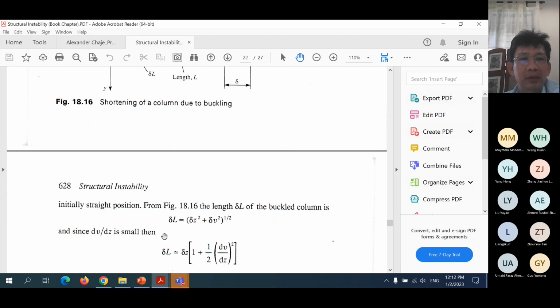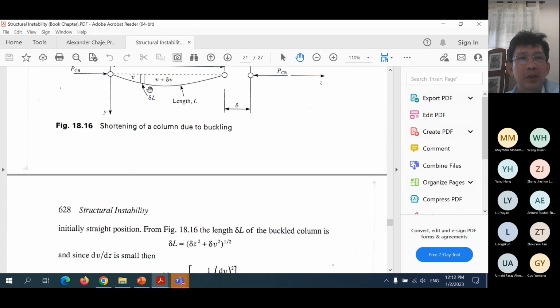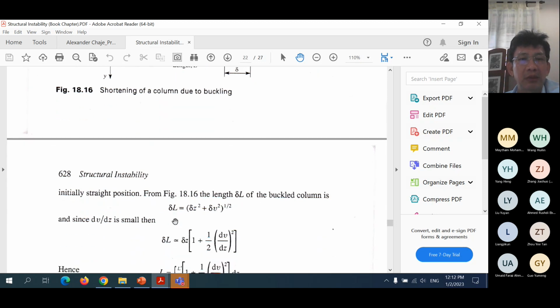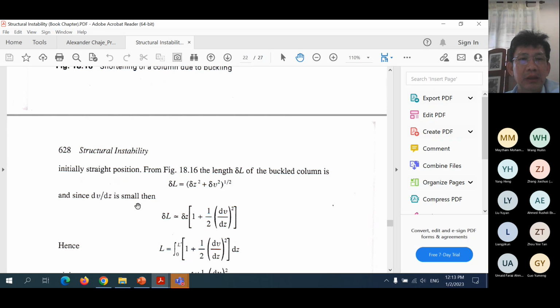And if we assume that the slope is very small, where dv/dz is the slope, this is just slightly bent. So the slope is small. Then we can represent delta L using these approximate equations, by having this assumption that dv/dz here is small.